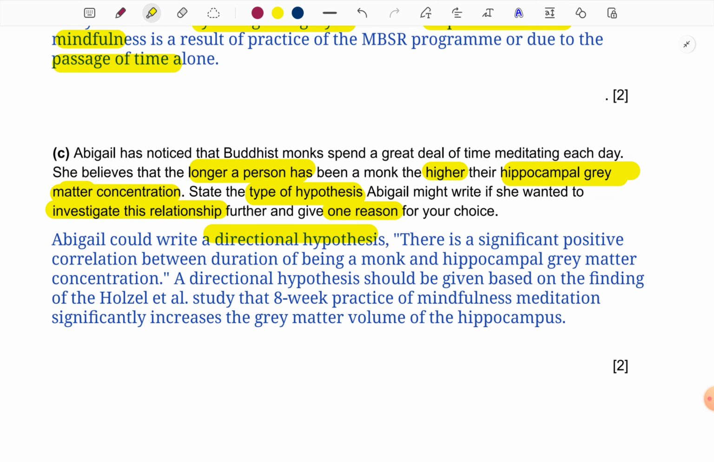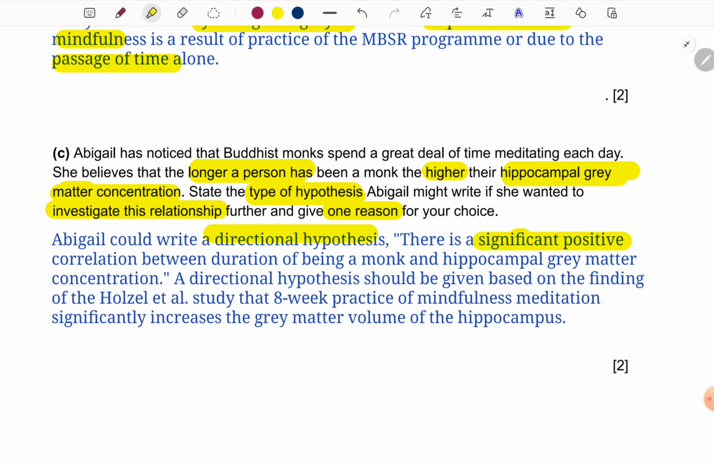So how some students would mistakenly put it is, as compared to monks who do not practice much each day, monks who do practice show an increase in grey matter concentration. They have not asked you for a comparison or difference. You're not to compare two groups. So your standard correlational hypothesis which you've learned how to phrase, you have to answer in that way.